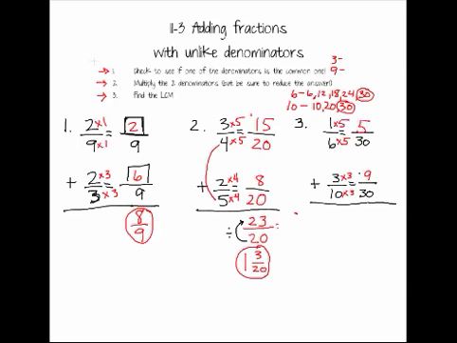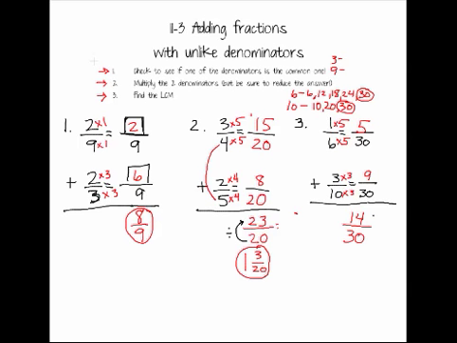All right, now we're ready to add. So I'm going to bring down the original denominator. I might as well do it in red. Get it all color-coded down here. Original denominator is 30, and I have to add. 9 plus 5 is 14. All right, now I got to think to myself, can this be reduced?